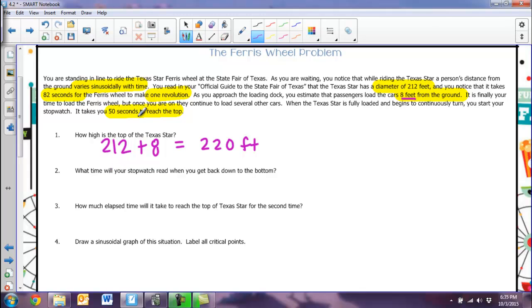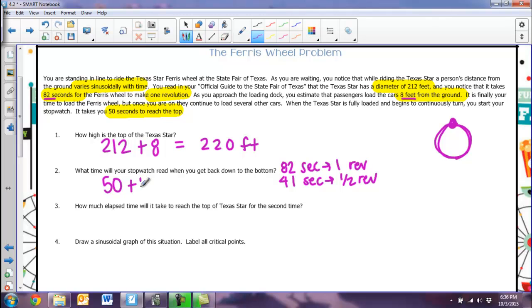Well, first of all, when we started timing, it takes me 50 seconds to reach the top. So we're going to take that 50 seconds. The other thing I'm going to think about is the fact that it told me it takes 82 seconds to make 1 revolution. So if I have my little Ferris wheel and it took me 50 seconds to get up to here, I know that I have half a revolution to get down. If 82 seconds is 1 revolution, then half of that, 41 seconds, would give me the 1/2 revolution. So I'm going to take that 41 seconds, and my stopwatch reads 91 seconds when I get down to the bottom.